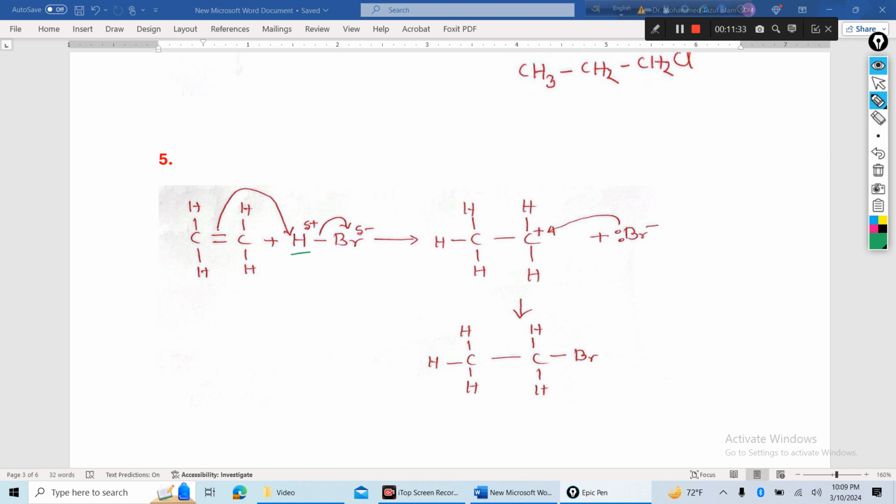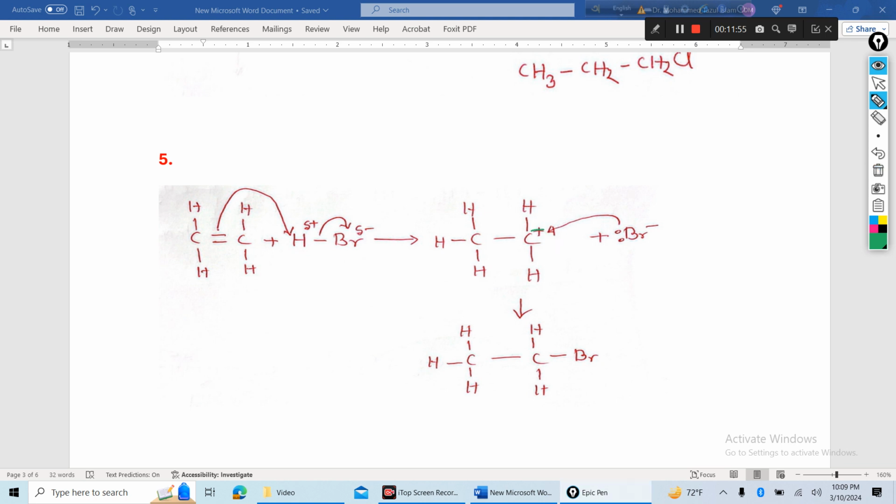So the pi bond gives its electron to the positive hydrogen, and this hydrogen is added to the left-hand carbon, which becomes CH3, and the right-hand carbon becomes a positive ion, a carbonium ion or carbocation.